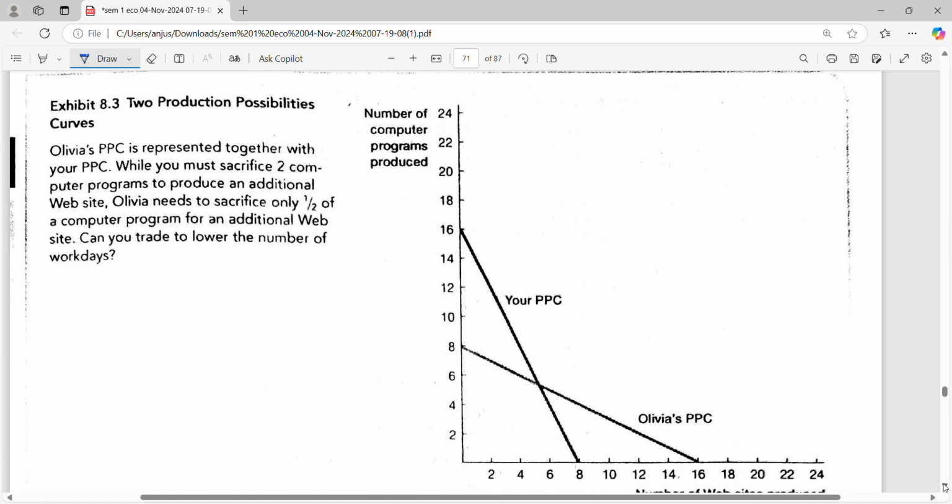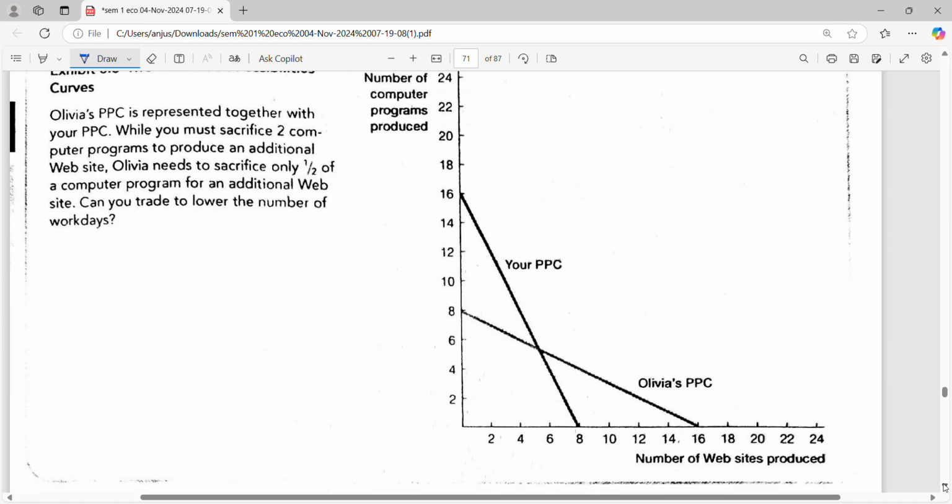So for Olivia, it is exactly the opposite. For you, you need only 1 hour to produce 2 computer programs. Olivia only needs 1 hour to produce 2 websites. Okay, so if Olivia is investing her 8 hours into the production of websites, she can get 16 websites.